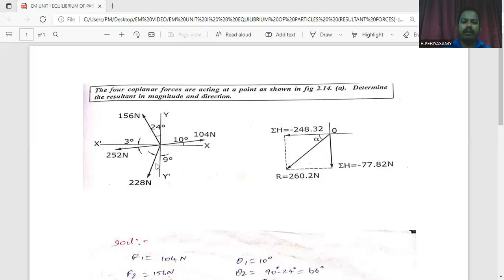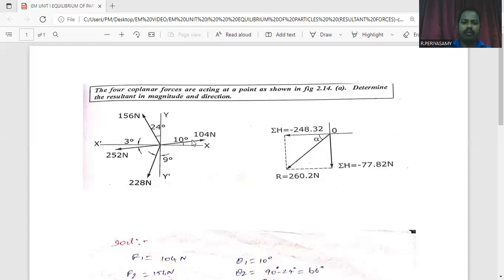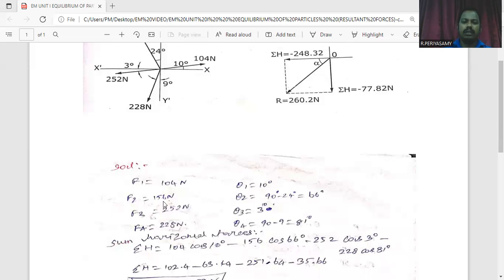First of all, we solve the problem. In this given problem, this is force one. Its magnitude value is 104. So first we note F1. F1 equal to 104 Newton. This force is the second force, so it is denoted as F2. F2 equal to 156 Newton.